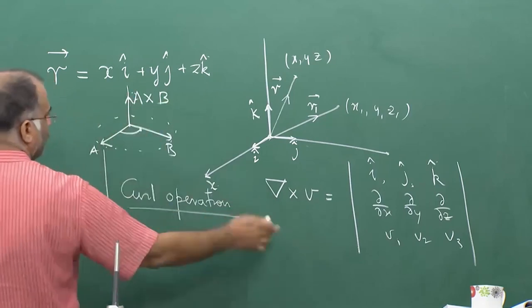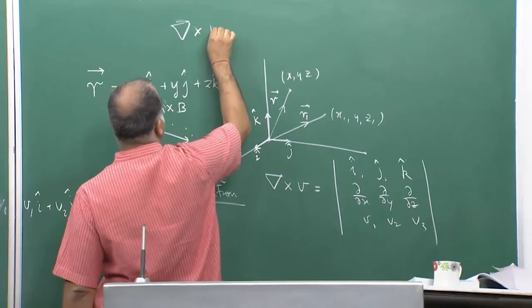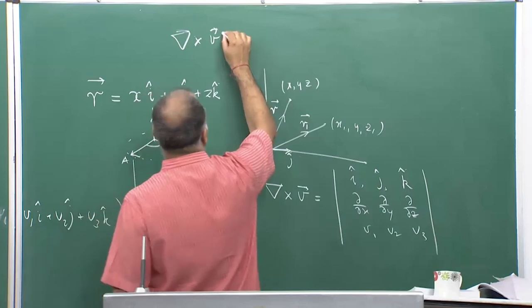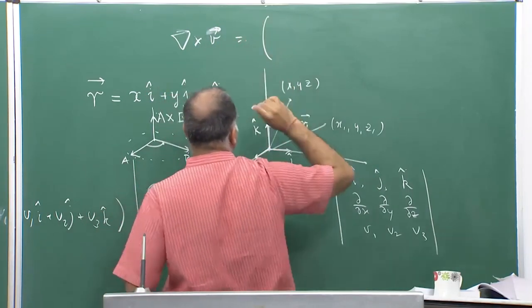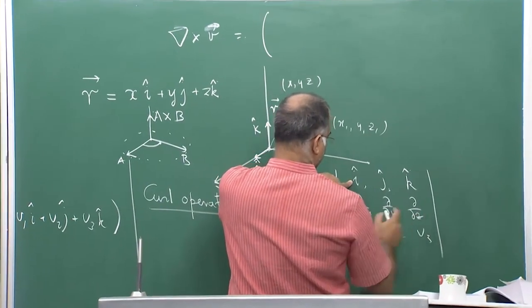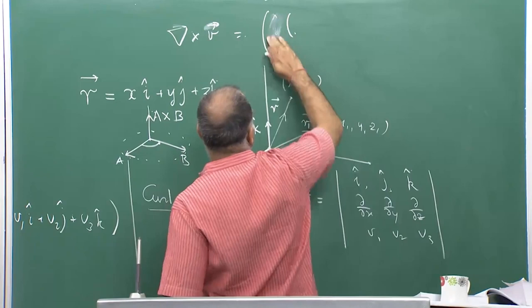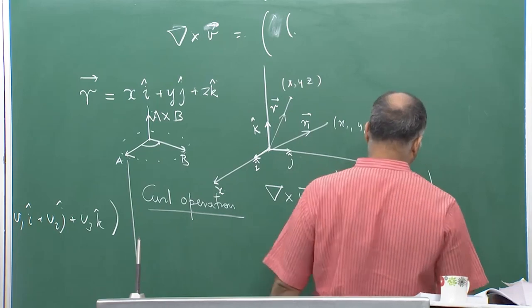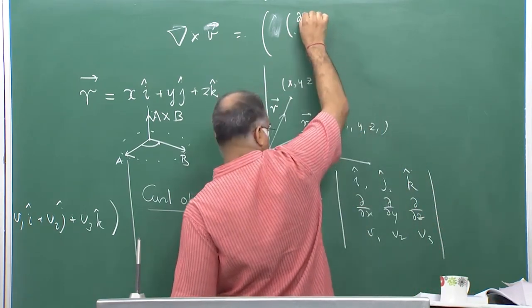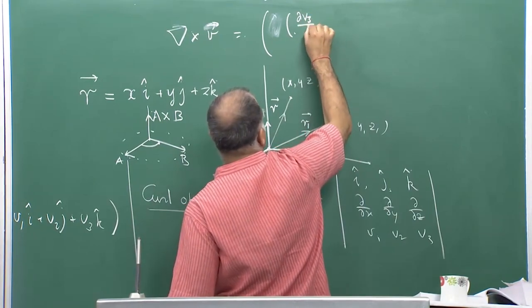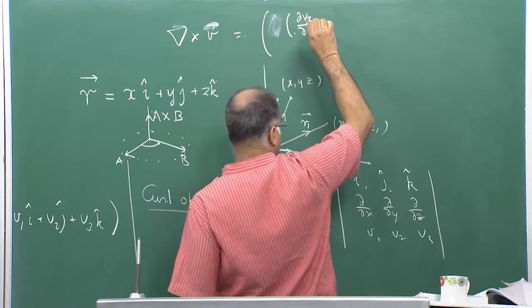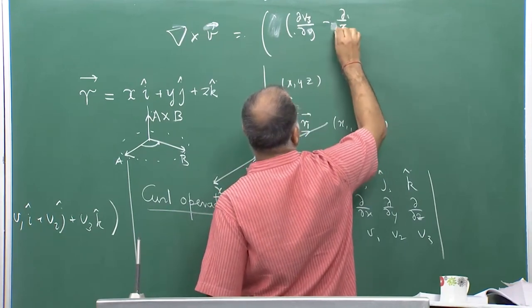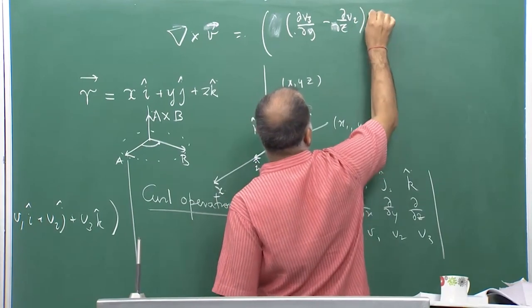Now if you look at this, the v vector, I should maybe put an arrow if I am behaving like a physicist, then this is nothing but i into this minus this. So you will have i vector, or rather I should put this first, del del y of v3 minus del del z of v2, this into i vector. So it is a vector.